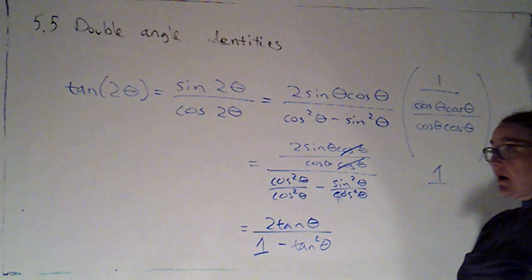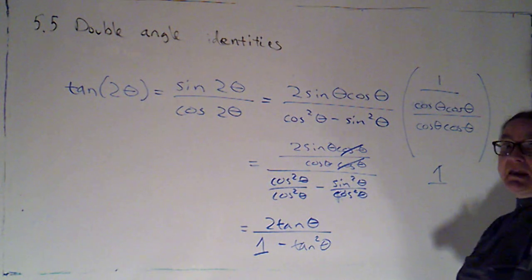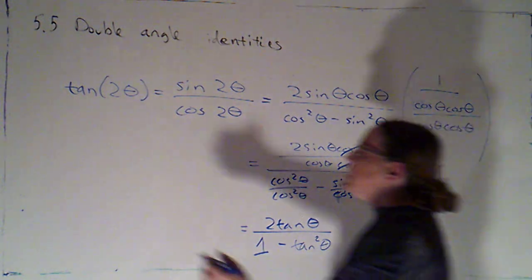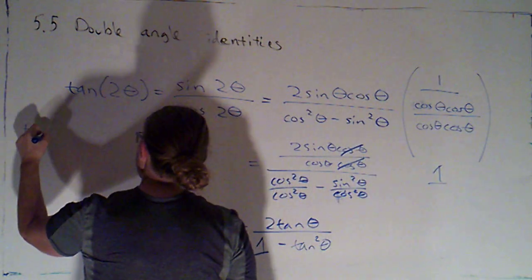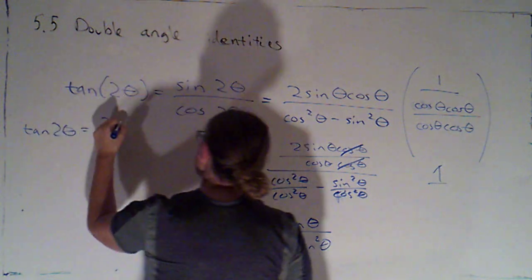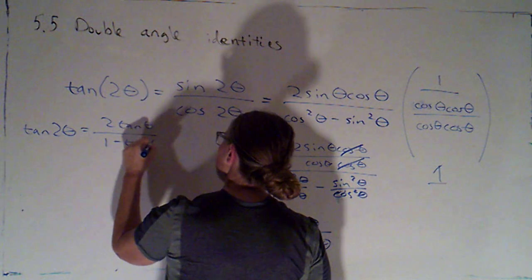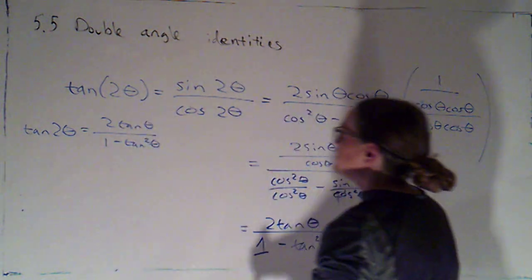And if you used the sum formula for tangent and just plugged in theta for both A and B, this is exactly what you would get. Okay. So my formula, I'm just going to write it down over here. Tangent of 2 theta is 2 tan theta over 1 minus tan squared theta. And let's just practice using that.